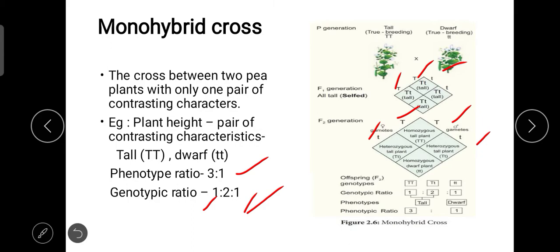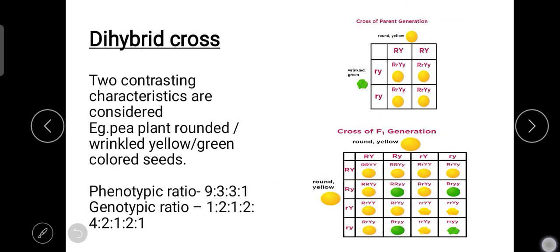Coming to the dihybrid cross. In the dihybrid cross, Mendel performed the experiment on the same pea plant, and he took 2 pairs of contrasting characters. He brought a cross between a pea plant producing round yellow colored seeds and a pea plant with wrinkled and green colored seeds.